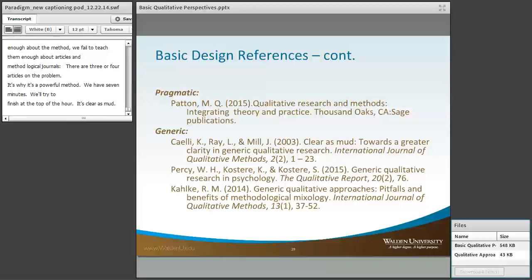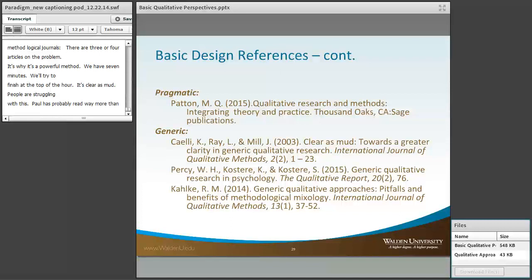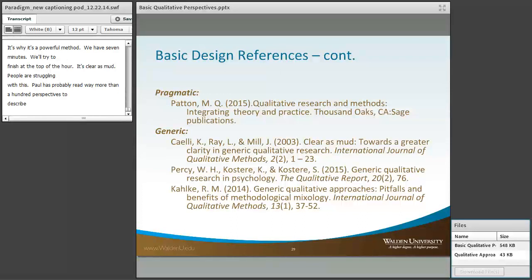And I want to thank Paul, who has probably read way more than a hundred perspectives, says that students' phenomenological studies, what they describe as phenomenology, are often based more on a very specific problem, decision, or challenge, and not really that broader lived experience. And Darcy asked if I could talk about the matrix. So I'll take more responsibility for this because Susan pitched in.